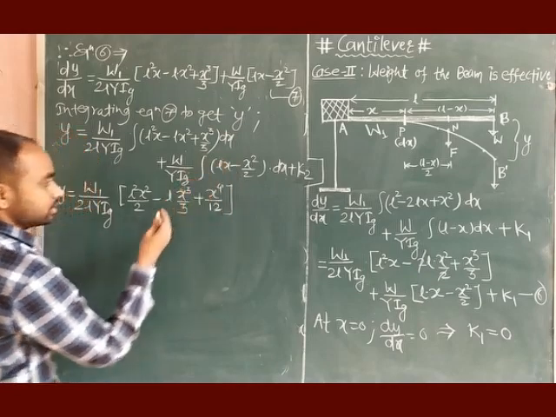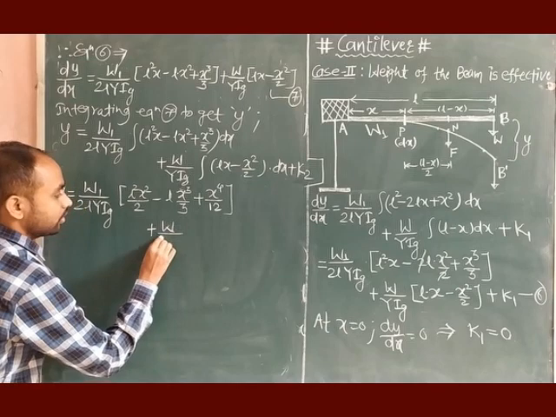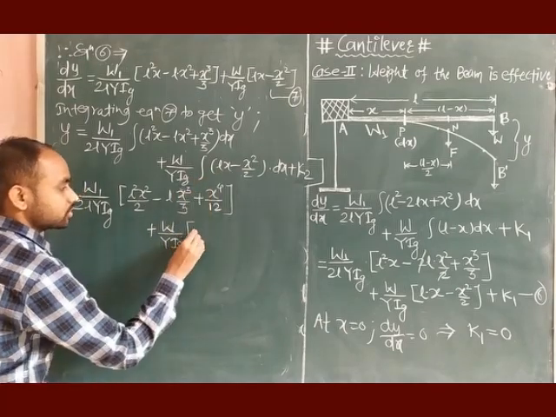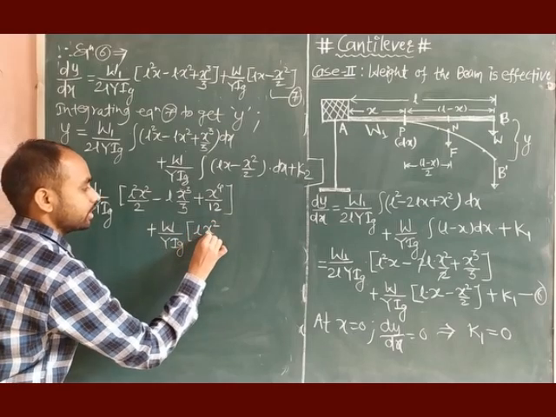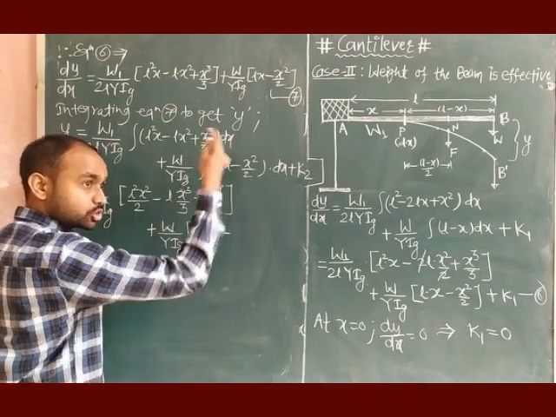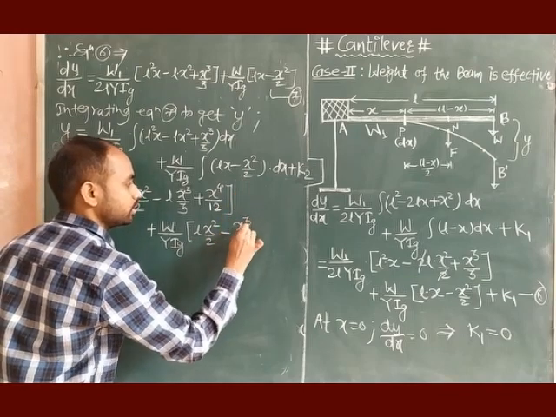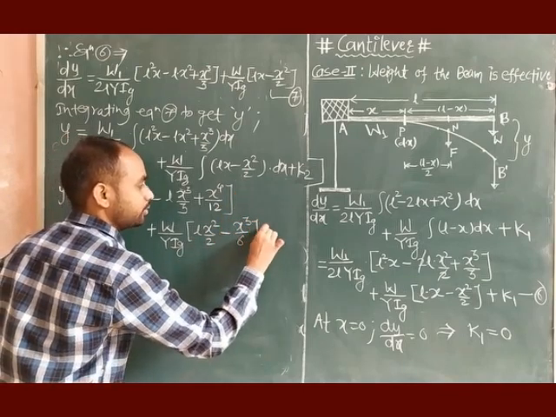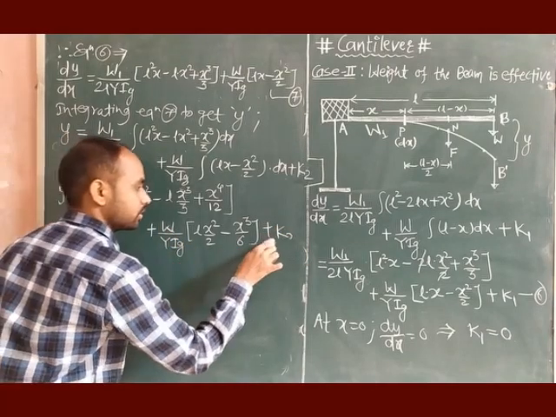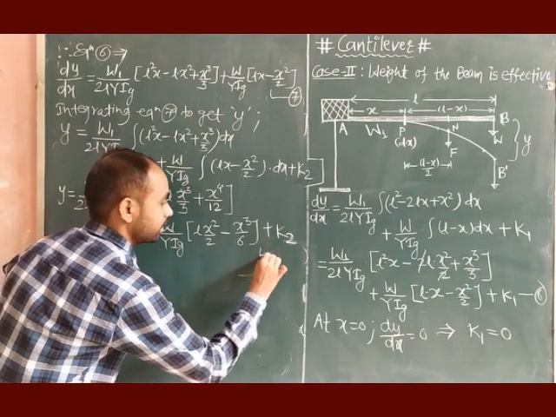Then the second term I will write here, plus w divided by yig in bracket, integration of lx, l is constant, integration of x is x square by 2, minus integration of x square by 2. Integration of x square is x cube by 3 and the denominator already 2, so 3 into 2 is 6, so it is x cube divided by 6, and plus k2. Now name it as equation number 8.